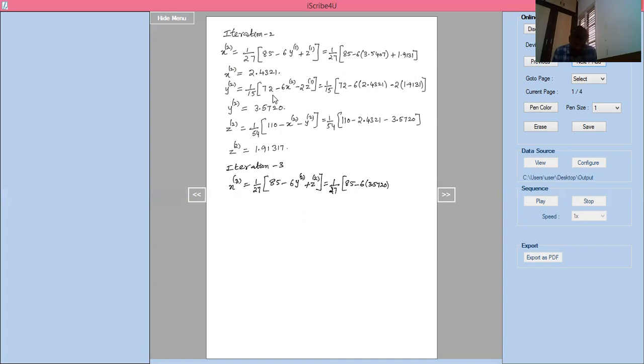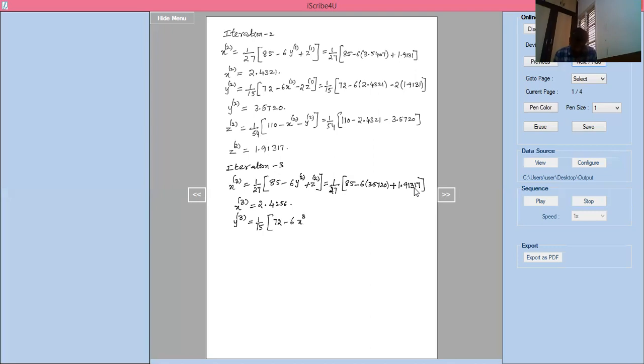3.5720 plus z of 2 is nothing but 1.91317. Now we will write x of 3 equal to, if we simplify this, 85 minus 6 into 3.5720, plus 1.91317. So we will get x of 3 equal to 2.4256.